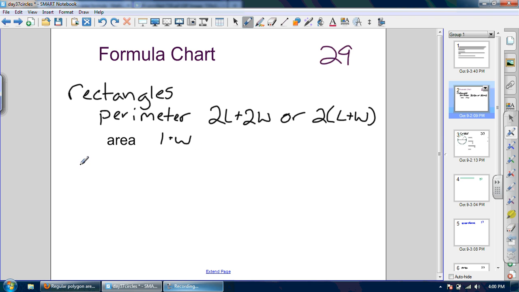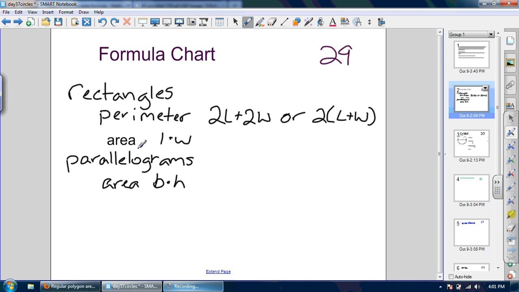Then we went to triangles. Oh, wait, no, that's not right. Before we did triangles, we did parallelograms. Thank you for correcting me. I'm going to assume someone corrected me. Parallelograms. And what formulas did we have for that? Very good. We said that area was base times the height.